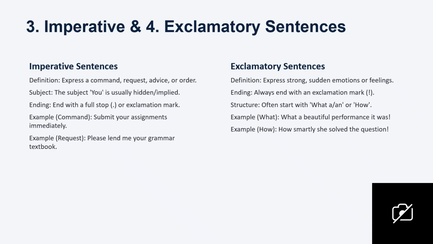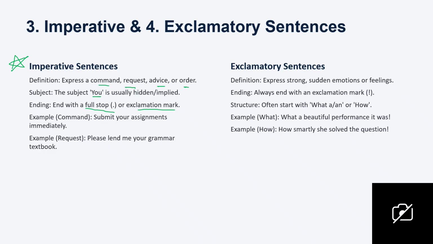Next is the imperative sentence. The definition goes like this: it expresses a command, request, advice, or order. Someone is requesting something, someone is giving a command or an order or a request. That type of sentence is called an imperative sentence. There will be a subject, you, which is usually hidden or implied. So it's a command, but you is not there. It will be hidden somewhere. And yes, one more thing, it will end with a full stop or an exclamation mark. Let's understand this with an example.